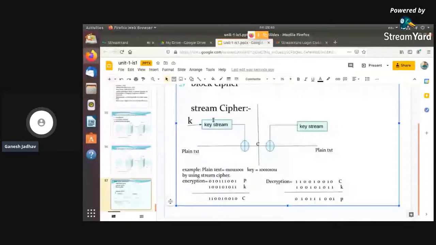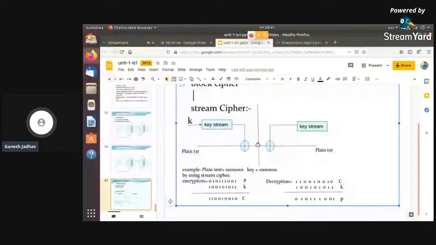Here is the key stream, then the plain text, and here is the algorithm of the encryption process. Using the encryption process, you can get the ciphertext.